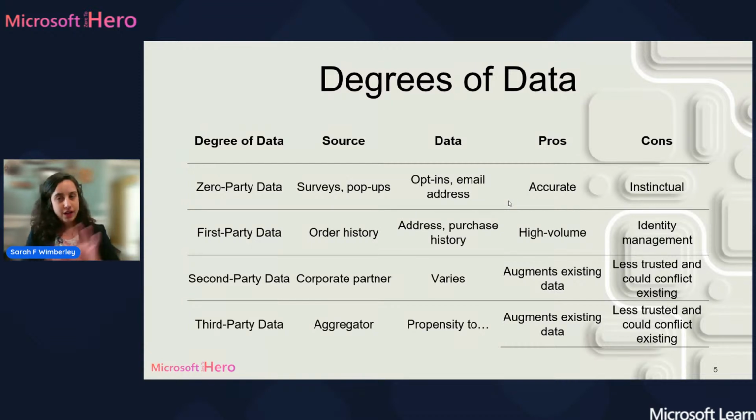So here on the screen are really just high-level examples of the source data and some pros and cons. We'll talk through them a little bit. So zero-party data. This is something that an organization is collecting directly. This can include preferences and opt-ins, but is usually collected through surveys, pop-up windows, things of that nature. The most important thing to recognize about zero-party data is that it's provided intentionally by the customer, and it can normally be assumed as 100% accurate.